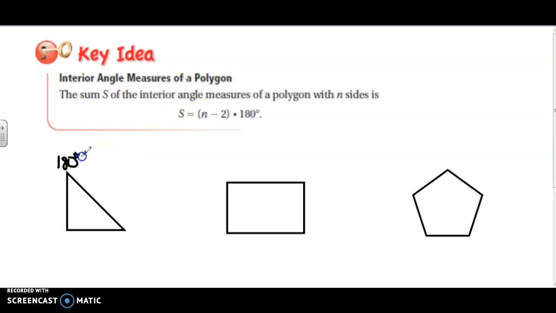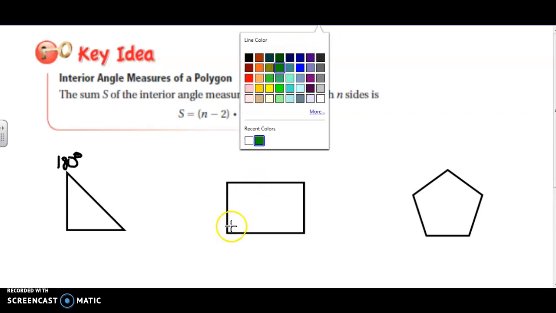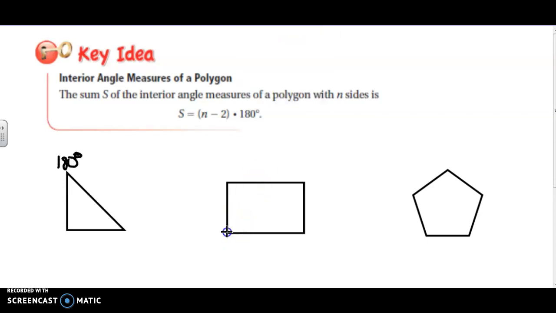So if we notice here that this is 180 degrees. Now this is a rectangle. A rectangle has four sides, right? A triangle has three. So it has one more side. So since it has one more side, there's a relationship between the interior angle measures and the side lengths. So what I'm going to show you now is if I wanted to break this rectangle into triangles, how many triangles could I break it up into? The least number of triangles I can break it up into is 2. So if each triangle has an interior angle measure of 180 degrees, well, this would be 180, and this would be 180.